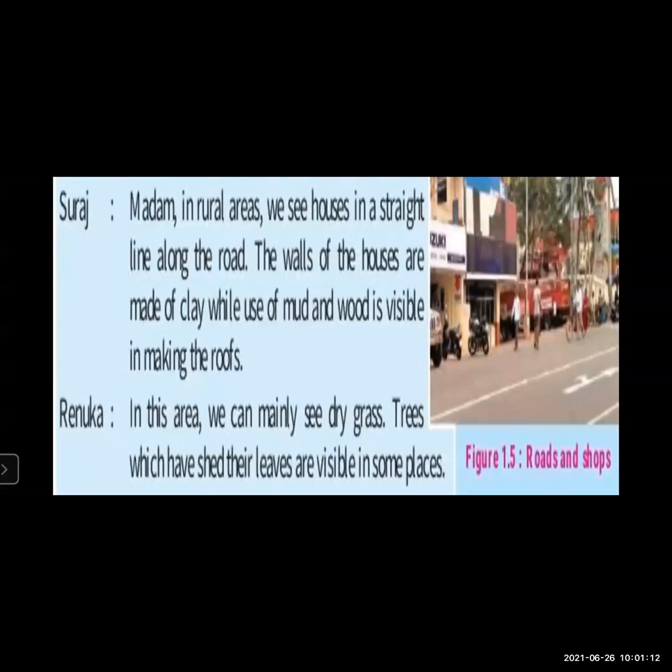Now Suraj is saying something to his teacher. Suraj: Madam, in rural areas, we see houses in a straight line along the road. The walls of the houses are made of clay, while the use of mud and wood is visible in making the roofs. Now, what observation has Suraj made? Suraj has seen rural areas and he is able to differentiate between urban areas and rural areas. So what is the difference? I will explain later.